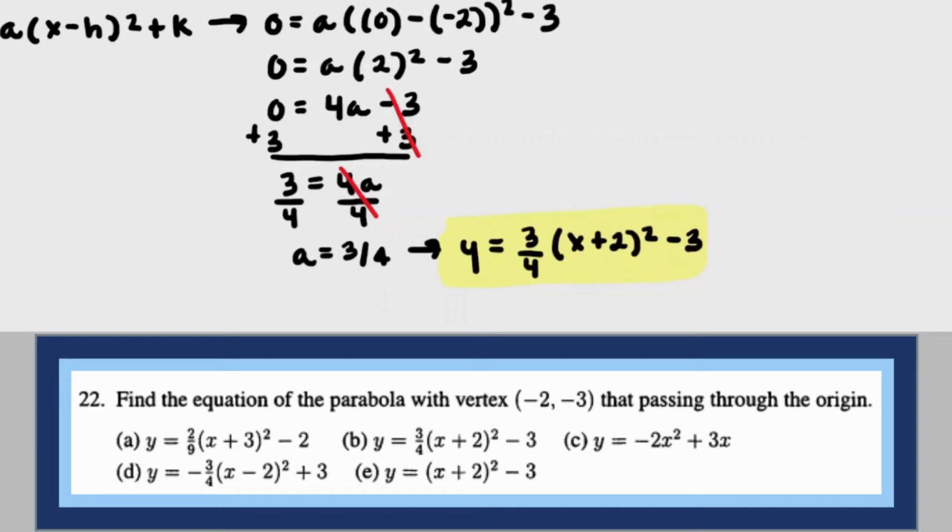Alright, and the answer choice that corresponds to what we got is answer choice B. So B will be the answer to number 22, and now we're going to move on to number 23.